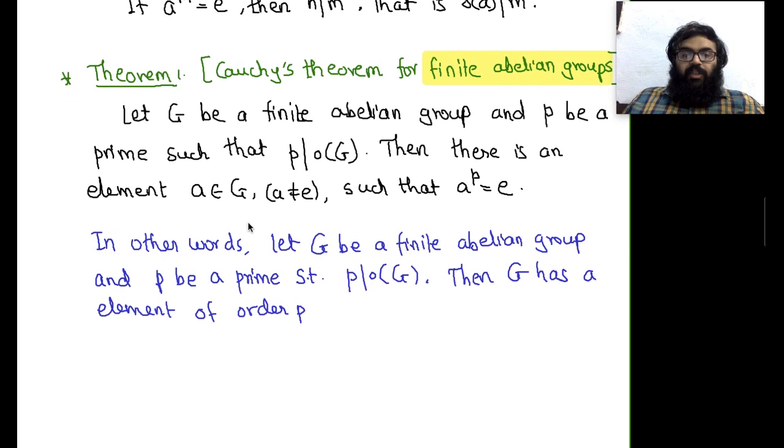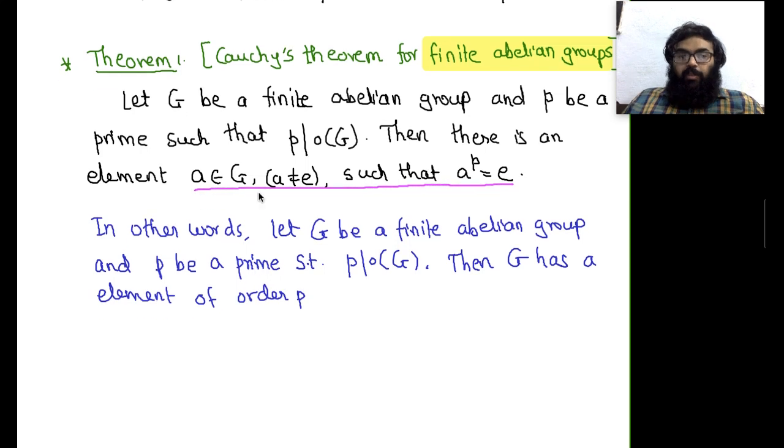So this is what it says. There is A belongs to G, A is not equal to identity, such that A raised to P is identity. That means A is not identity, so the order of A cannot be 1. A raised to P is identity. What could the order be? It cannot be less than that, because if it is less, it will divide P. If it divides P, it has to be P. So that means G has an element of order P. So there is A in G such that the order of A equals P.